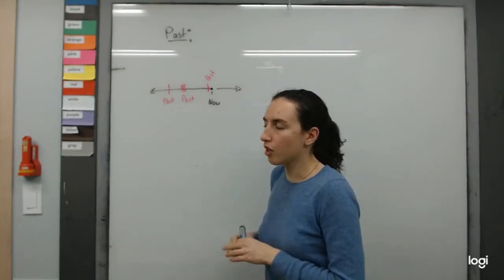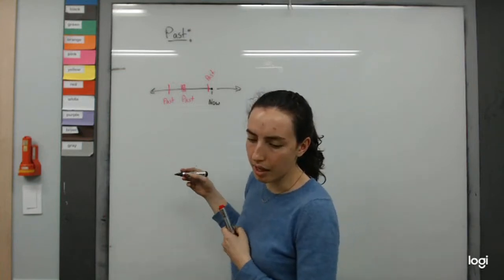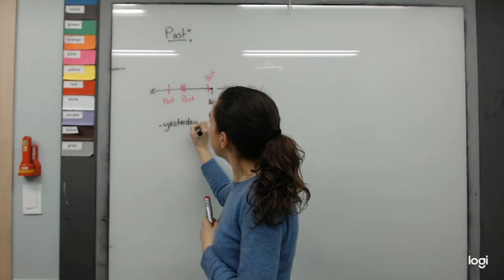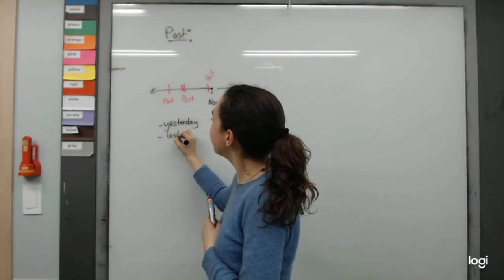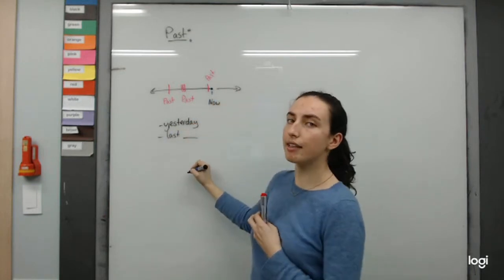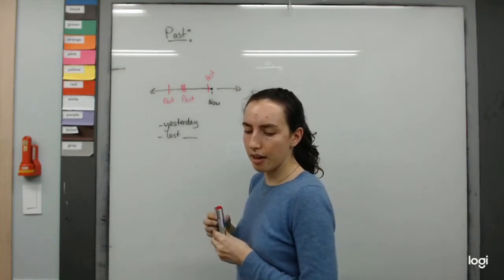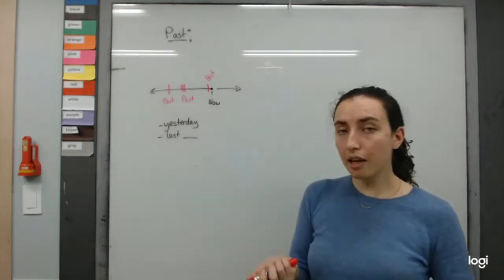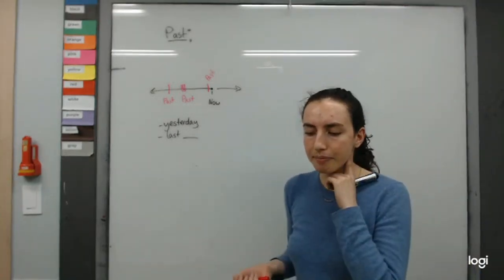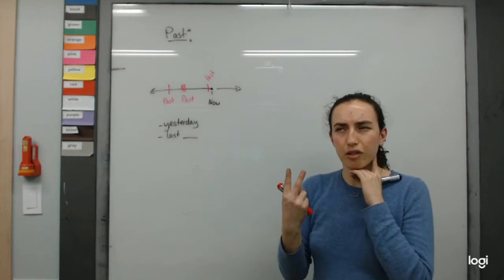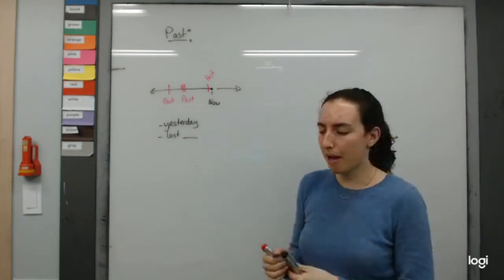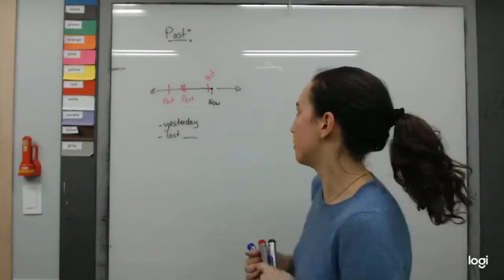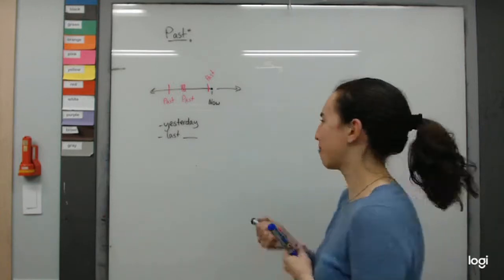okay? So we can use past tense with words like yesterday and last week, last Saturday, last Sunday, and things like that. Okay, so today we are talking about two words in past tense. The past tense forms of the verb to be. Let's use blue. No, let's not. Let's do it black. Okay.